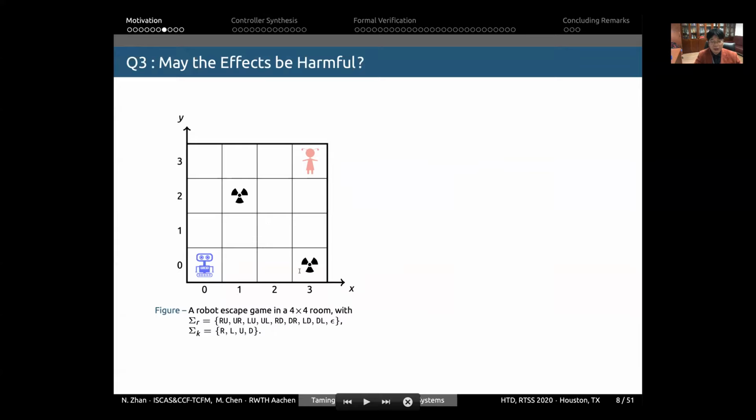In this room, there are 2 fixed obstacles here, and one movable obstacle. The movable obstacle can move one step at one time, either right, left, up, or down. So what we are concerned with is how to synthesize a winning strategy so that the robot can never touch the obstacles.